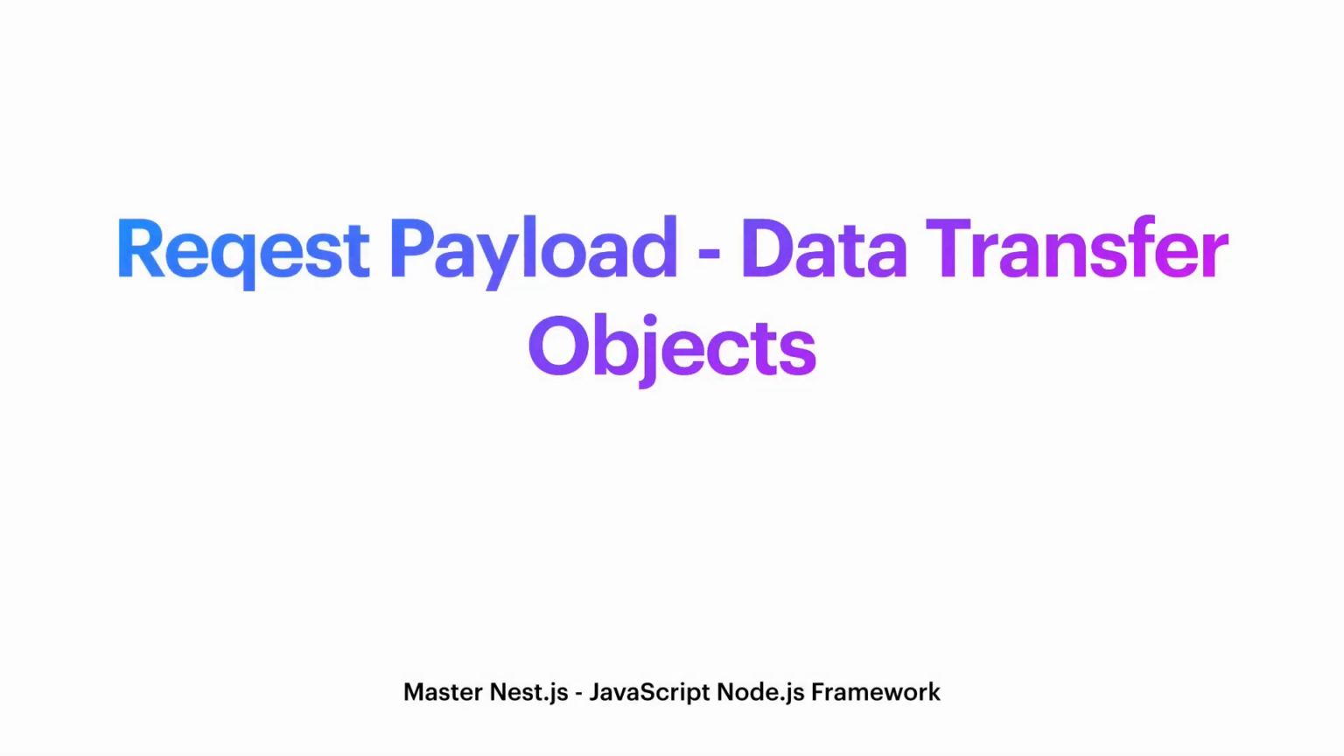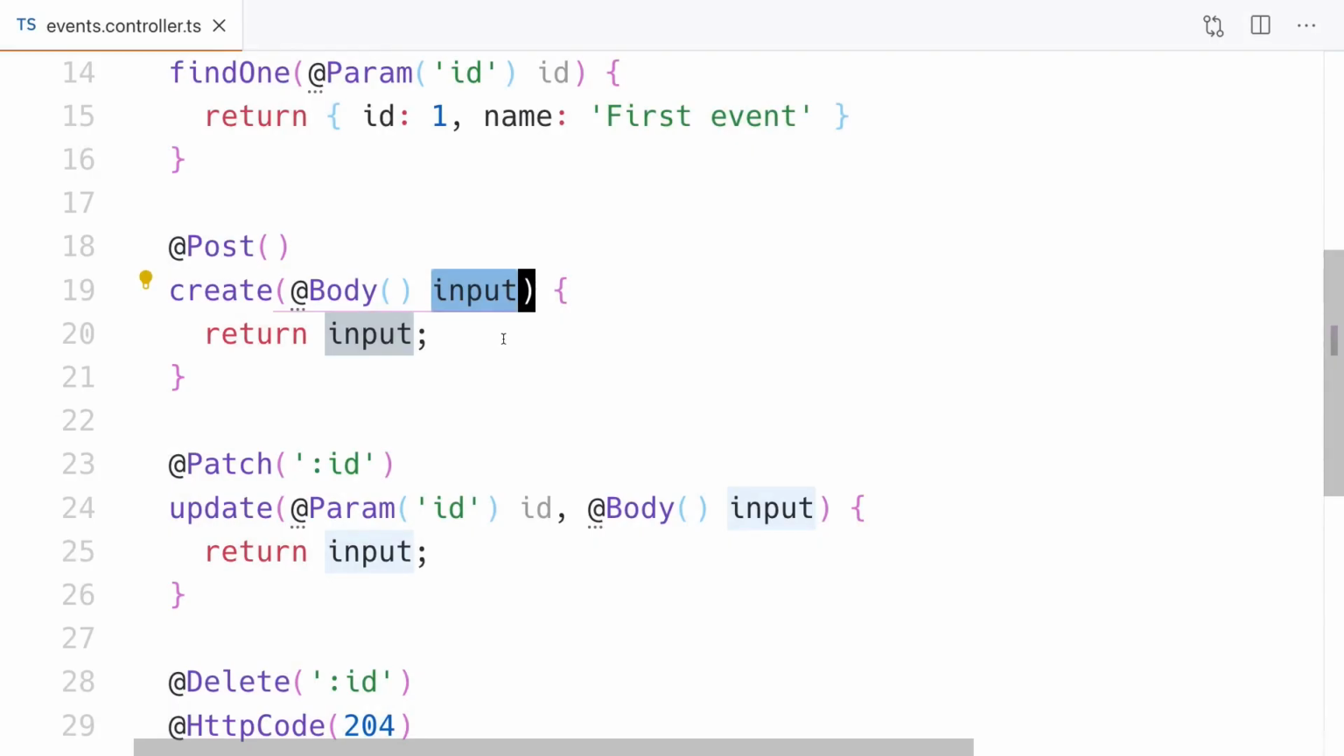This time we will cover the data transfer objects, a fancy name for a very simple concept of defining expected request body properties and these property types. Let's take a look at the problem we are trying to solve.